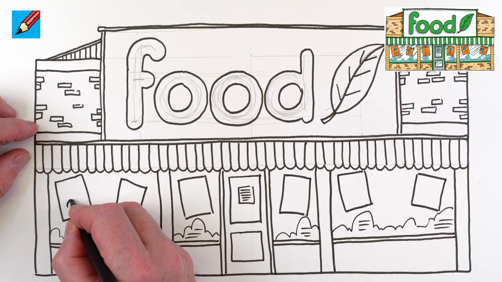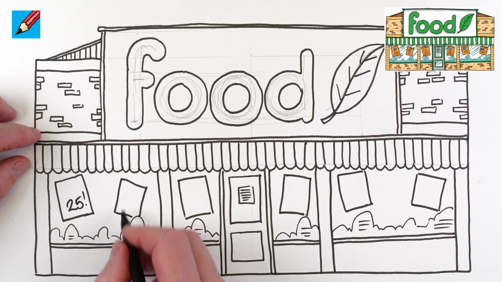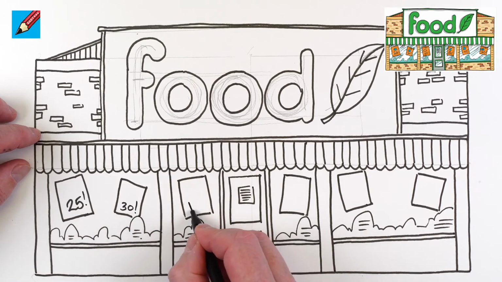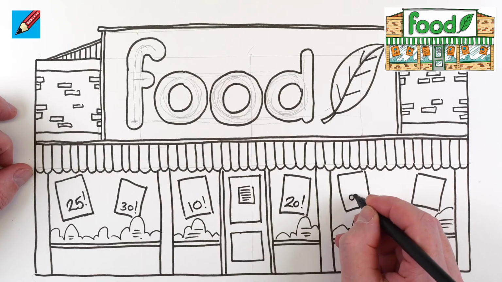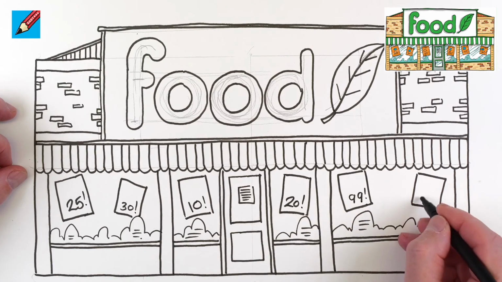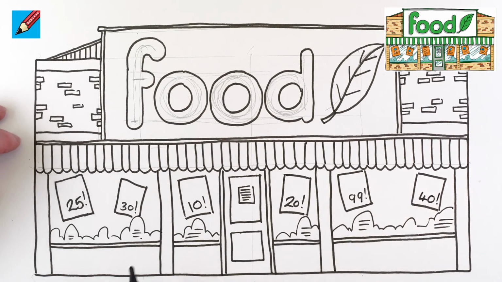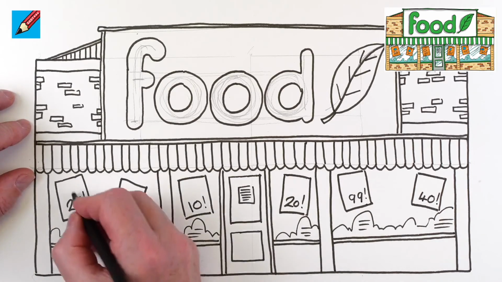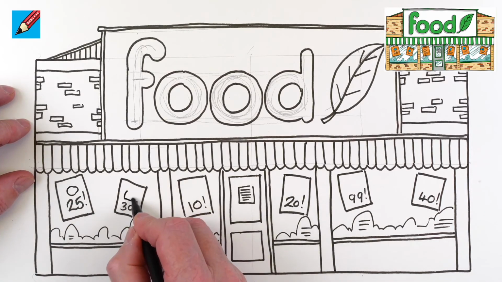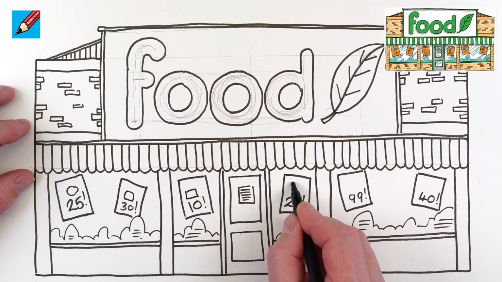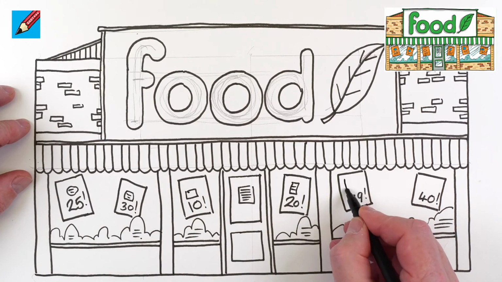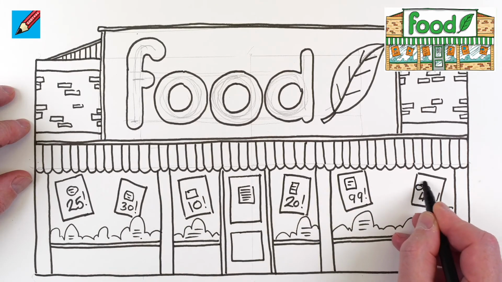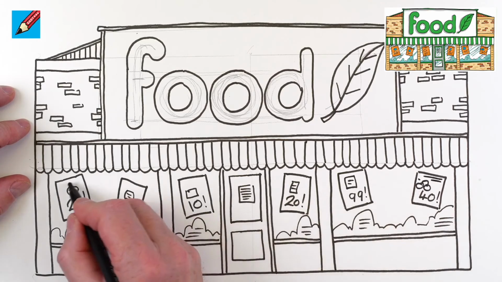Let's put 25, exclamation mark, 30, 10, 20, 99, 40. So that's either the price or the amount off or something like that. And let's have an object, a little picture of what's for sale, like tins or something like that. What, potatoes, how about that? There we are. And then we can have a bit of writing.